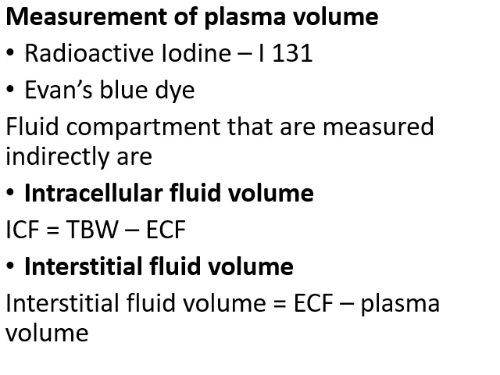And for measurement of plasma, we use radioactive iodine or Evans blue dye. The fluid compartments in which we cannot measure the fluid volume directly are intracellular fluid volume and interstitial fluid volume. So these are deduced indirectly. Intracellular fluid volume is very difficult to measure, as it is very difficult to inject the indicator substance into each and every cell. So what we do is measure total body water, and from that we subtract whatever measured value of extracellular fluid we got. That's how we come to the calculation of intracellular fluid.